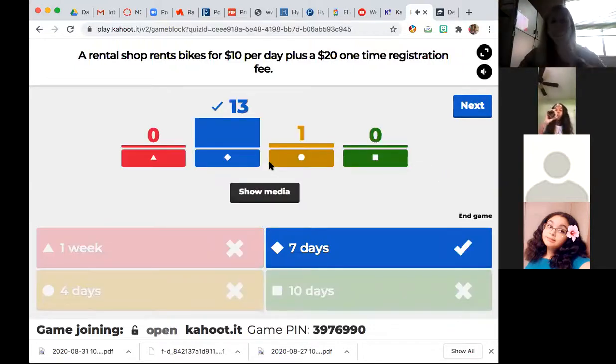Yes. Good job, y'all. Does anybody need me to do it? You should have set up 90 equals 10D plus 20. So subtract 20 over to the other side. 70 equals 10D. Divide by 10. So 70 divided by 10 is 7. It said how many days, so make sure you picked 7 days. Are y'all good with this?